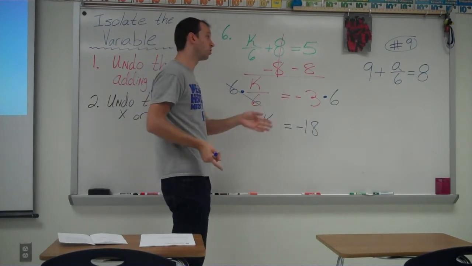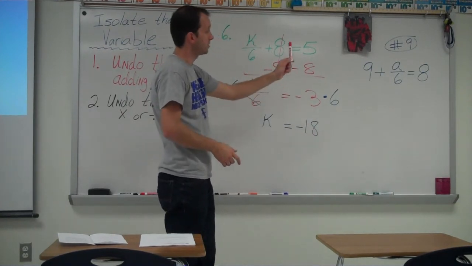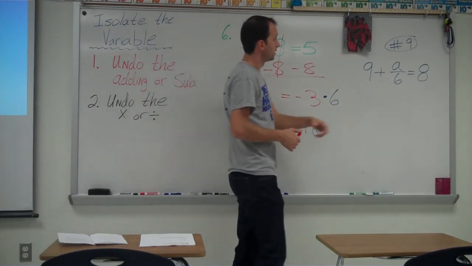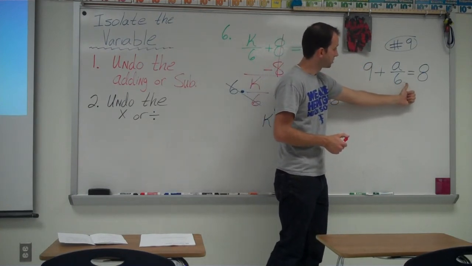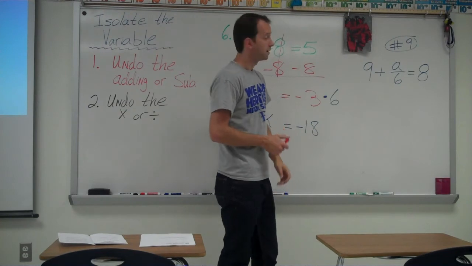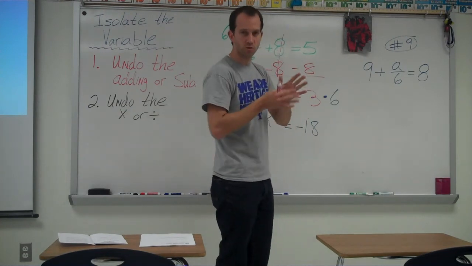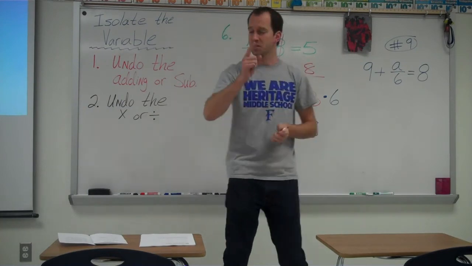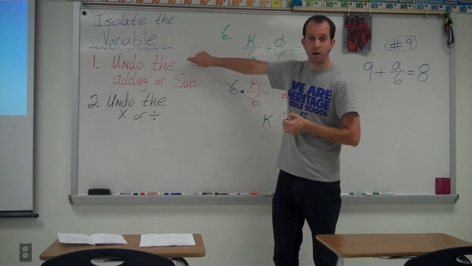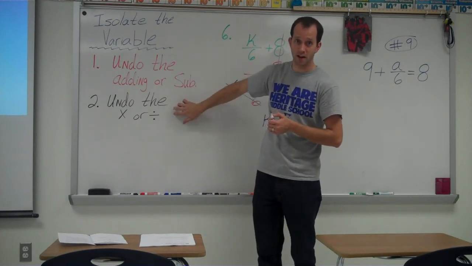But let's move on to one of the harder ones, one of the ones that I had a lot of questions on today. Here we have question number 9, which says 9 plus a over 6 equals 8. It's a little backwards from the ones we've done in class, so maybe that's confusing. But don't let that intimidate you. We still follow our same rules. Undo the adding or subtracting first, then undo the multiplying or dividing.